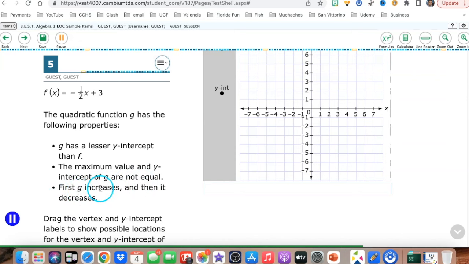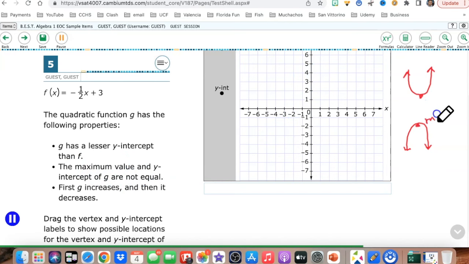First g increases and then it decreases. So let's understand. The g function is a quadratic. Remember, a quadratic function has two choices. Quadratic is a U shape, okay? Decreases and increases, and this is the minimum value. Now, it can also open down, meaning I can have this quadratic function, right? In my case, the maximum value and y-intercept of g are not equal. So they're talking about this one.